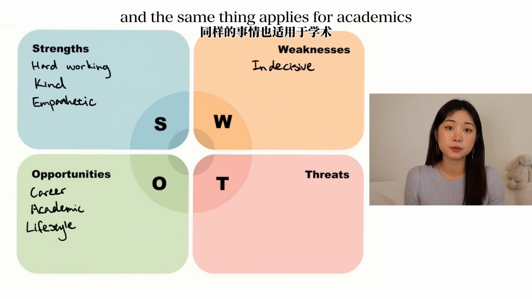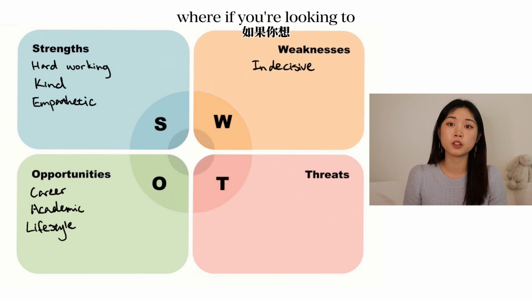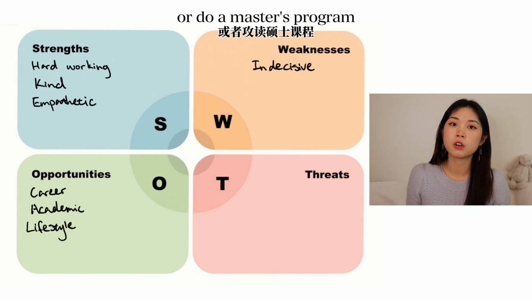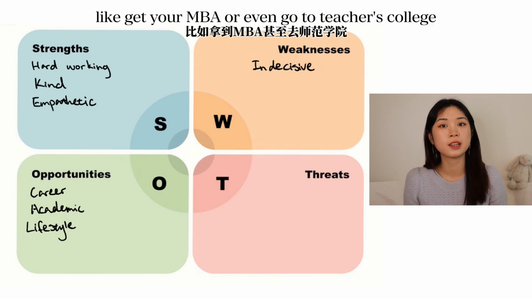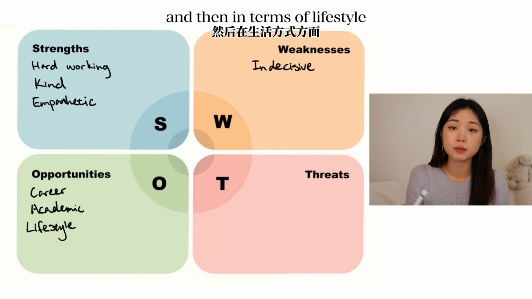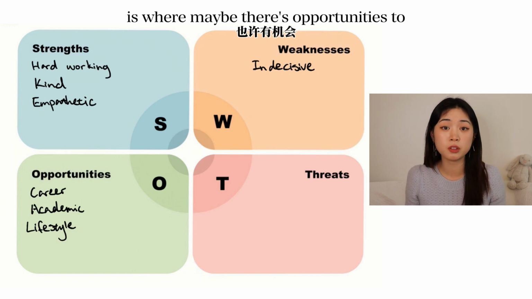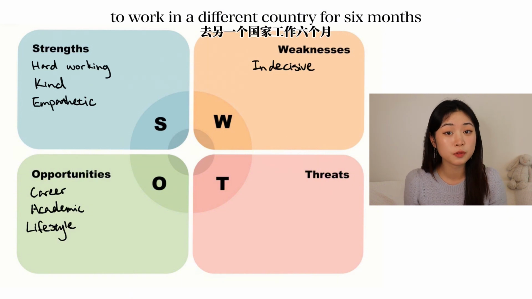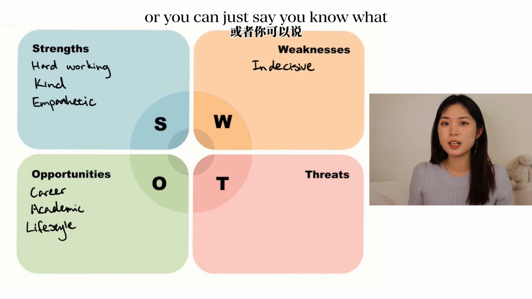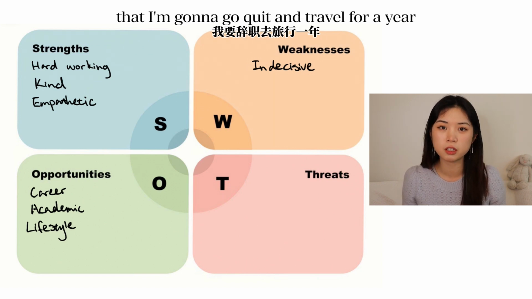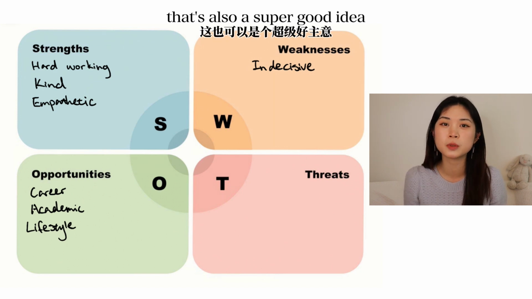And the same thing applies for academics, where if you're looking to maybe go back to school and get another degree, or do a master's program like get your MBA, or even go to teacher's college, whatever your heart desires. And then in terms of lifestyle is where maybe there's opportunities to apply for an internal transfer to work in a different country for 6 months. Or you can just say, you know what, I have enough savings that I'm gonna go quit and travel for a year. That's also a super good idea.